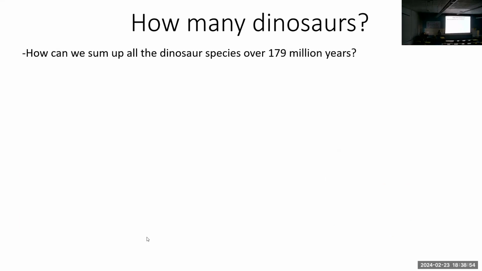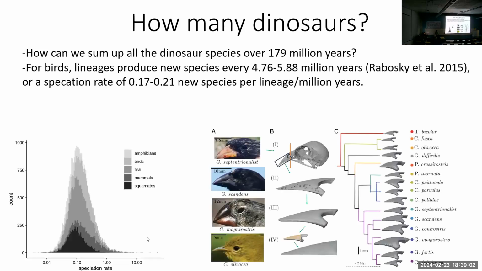So how can you sum up all the dinosaur species that would have existed over 179 million years? I had to do a little bit of math on this. If you look at birds, we can find their rate of speciation. What's the rate at which they, over geologic time, create new species? On average, a lineage of bird produces new species every 4.76 to 5.88 million years. You can also express this as a speciation rate of 0.17 to 0.21 new species per lineage per million years.